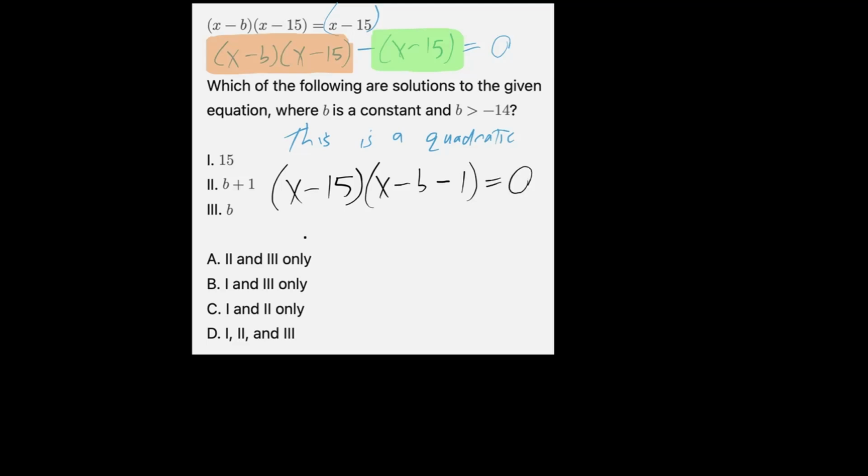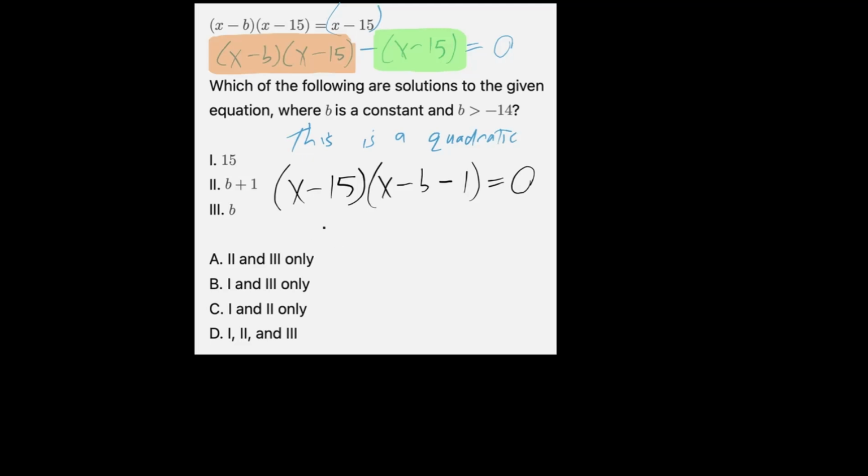And now you have your zero product rule because these two things multiply together with an answer of 0. That can only happen if one of them is 0. So we'll set each one of them equal to 0. And we can go ahead and add 15 for the first one. And we can add b and 1 for the second one. So 15 is one of our answers, and b plus 1 is one of our answers. And so the answer to this question here is C, options 1 and 2.